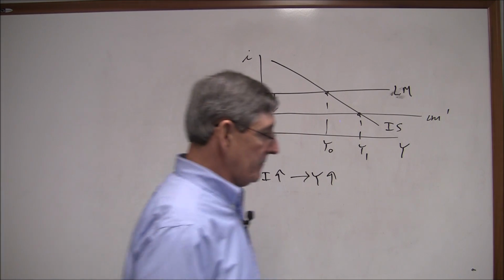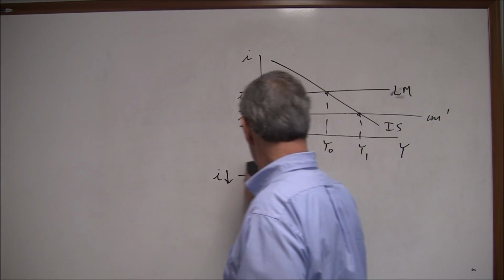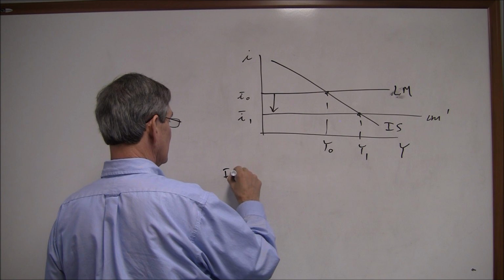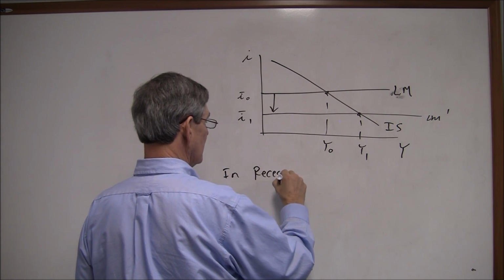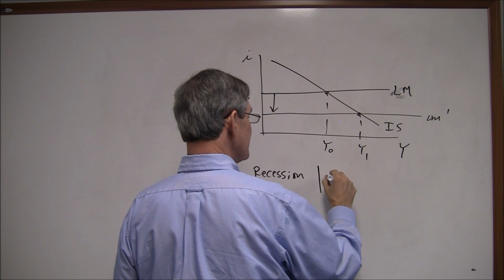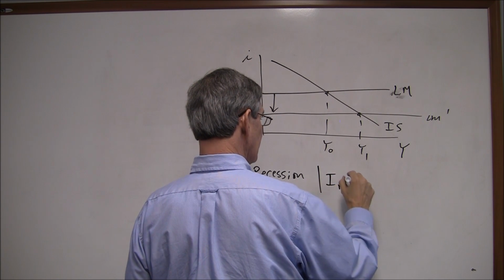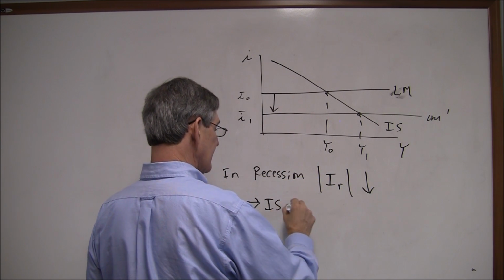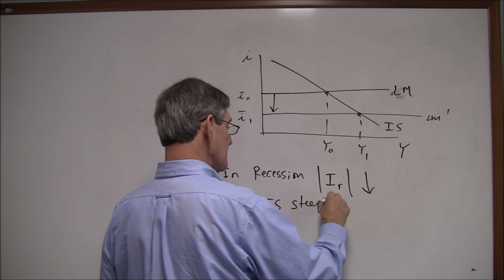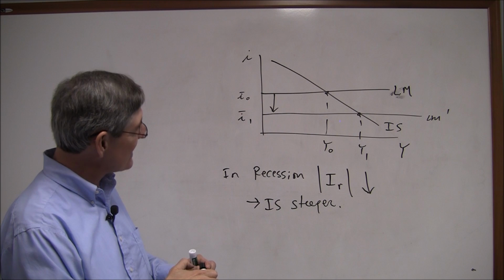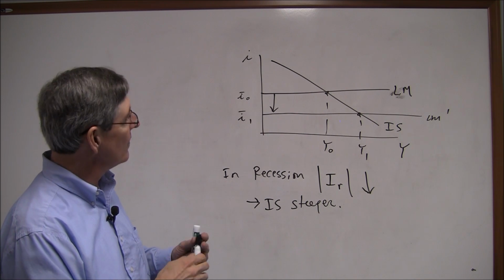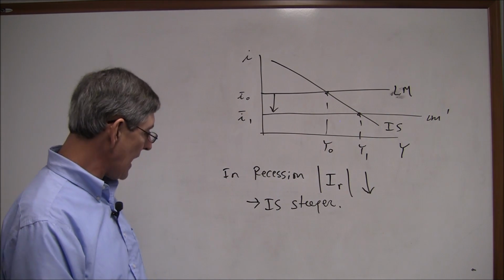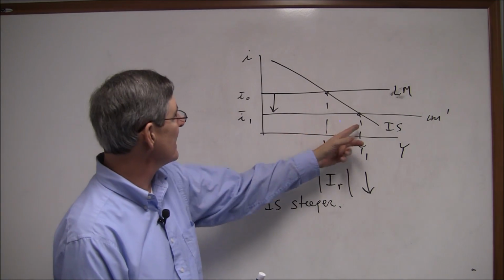If in a recession, the responsiveness of investment to the interest rate goes down, and the IS gets steeper. So the IS curve tends to be steeper in recessions than it is at full employment. So this might be the full employment picture. This is how much output would go up because investment's fairly responsive.